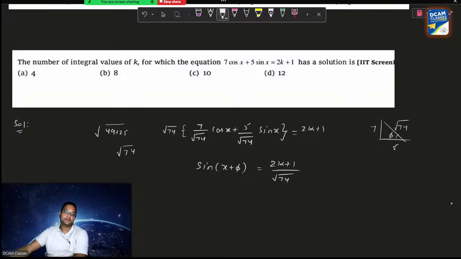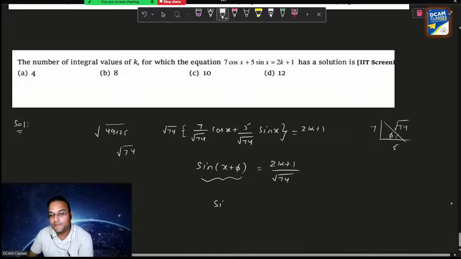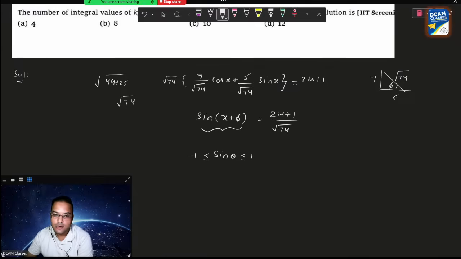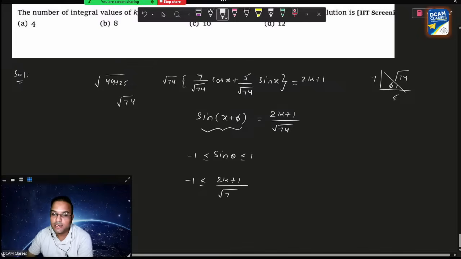Now see, they want the integral values. You know this sin of x plus alpha, sin of any angle, lies between -1 and 1. So then this value also should lie between -1 and 1 only. -1 is less than or equal to 2k plus 1 by root 74, less than or equal to 1.